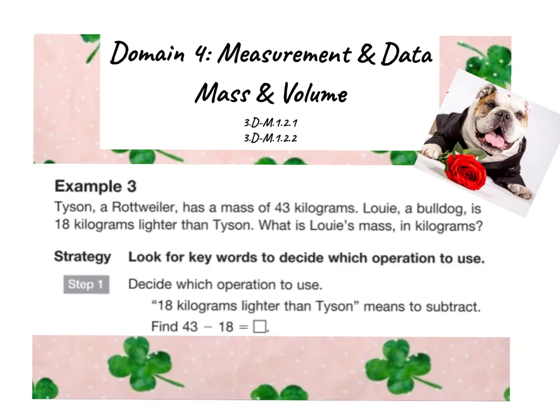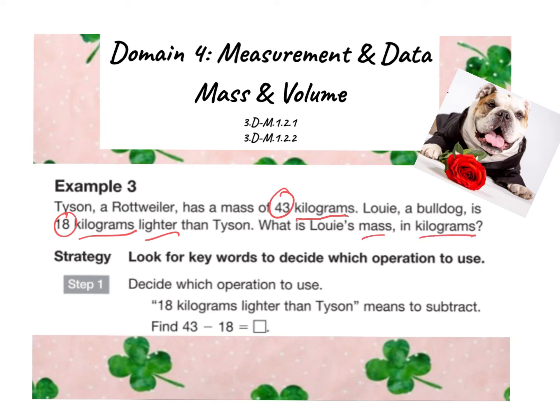Here's another example. Tyson, a Rottweiler, has a mass of 43 kilograms. Louie, a bulldog, is 18 kilograms lighter than Tyson. What is Louie's mass in kilograms? So we're going to go ahead and circle those important numbers, underline those important words. Okay, and if it's lighter, then we're going to have to subtract because we're asking for Louie's mass in kilograms.